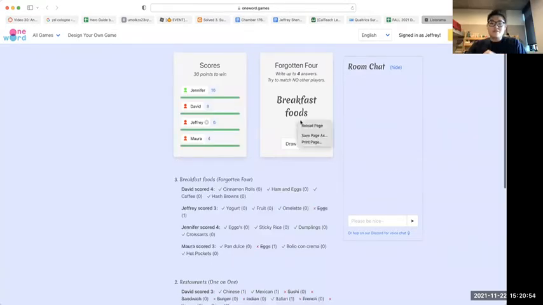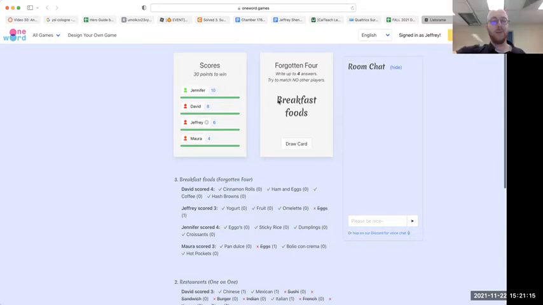It looks like the round is over. I'm going to resume share. So it looks like David and Jenny scored 4 because they all had different things. No one put the same things as what they did. And then Maura and I scored 3s because we both put eggs. I do wonder, I put ham and eggs. So there's apparently some funny rules for matching up.